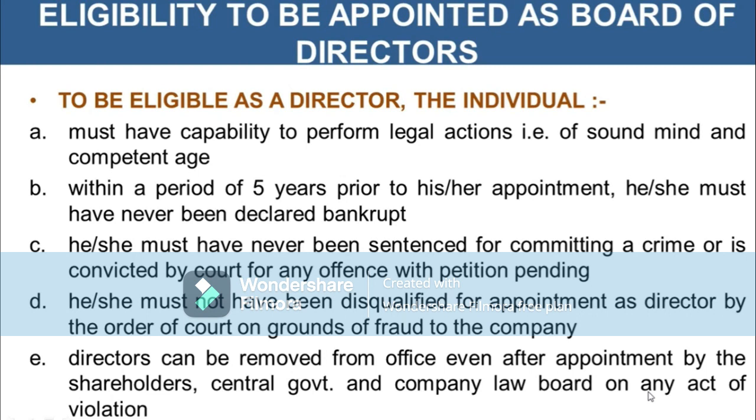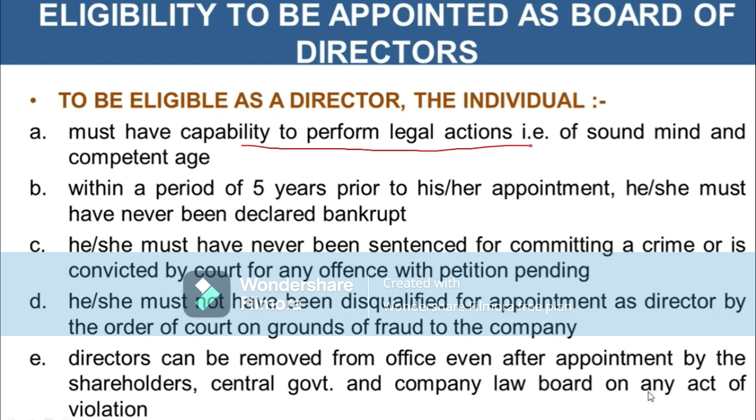Right? Now, eligibility to be appointed to the board of directors. So what is the eligibility to be a director? That individual must have the capacity to perform legal actions. Capacity to perform legal actions means that being a director of a company, he has to associate and work with different legal performances in the organization.